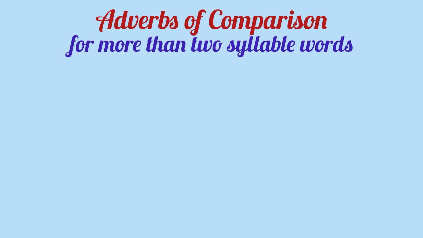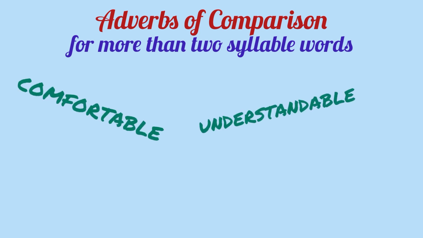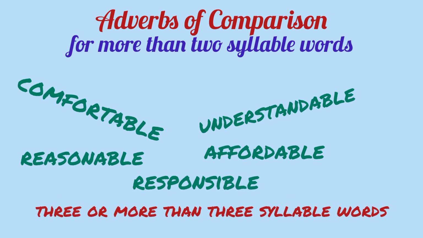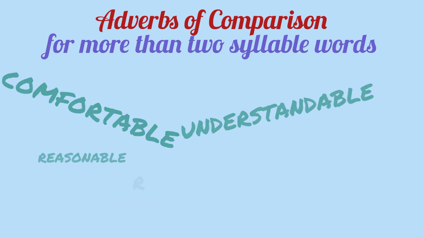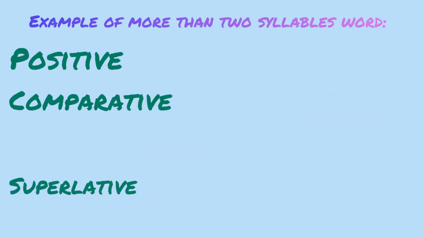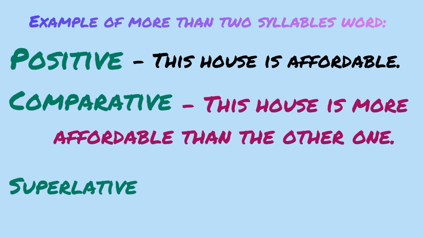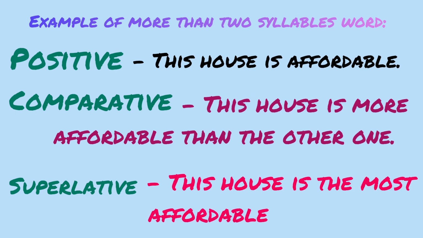Let's consider the words comfortable, understandable, reasonable, affordable, responsible, etc. These words are three or more than three-syllable words. Their positive, comparative and superlative forms are used in a little different way. For example, this house is affordable. This house is more affordable than the other one. This house is the most affordable of them all.